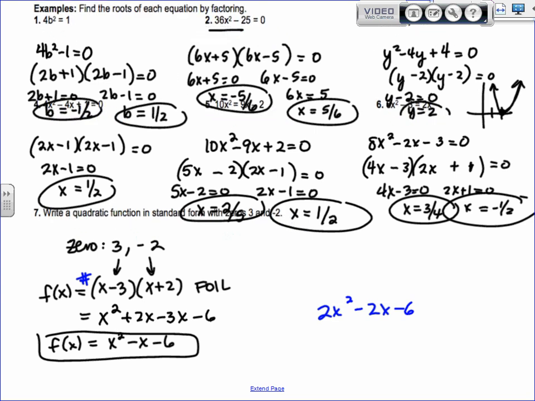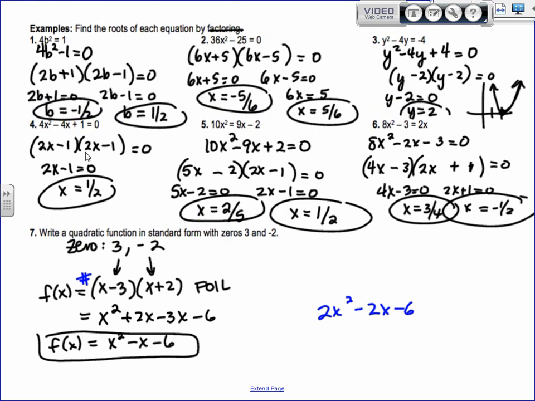Ooh, I tried to erase. Did that like wiggy out? Moved all my words. All right. Okay, so I can have any number out front.